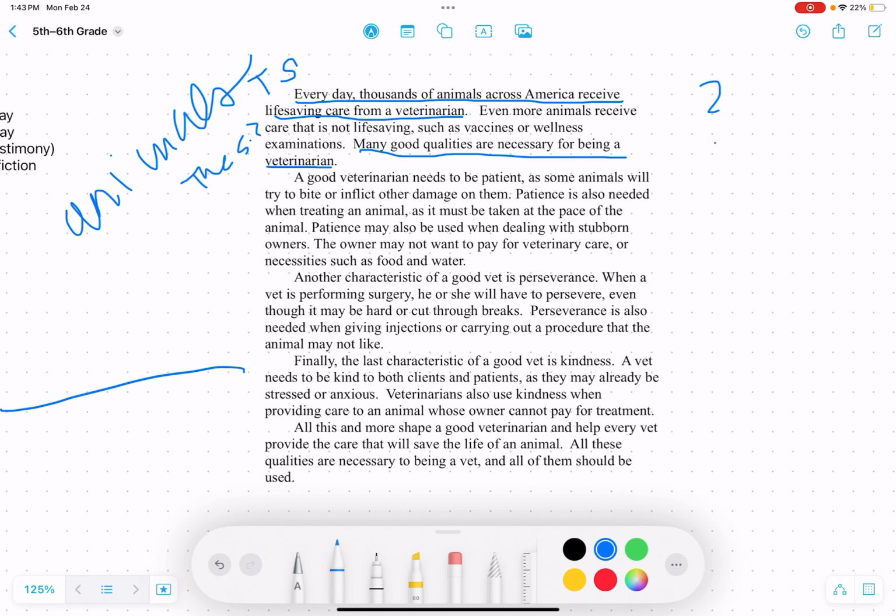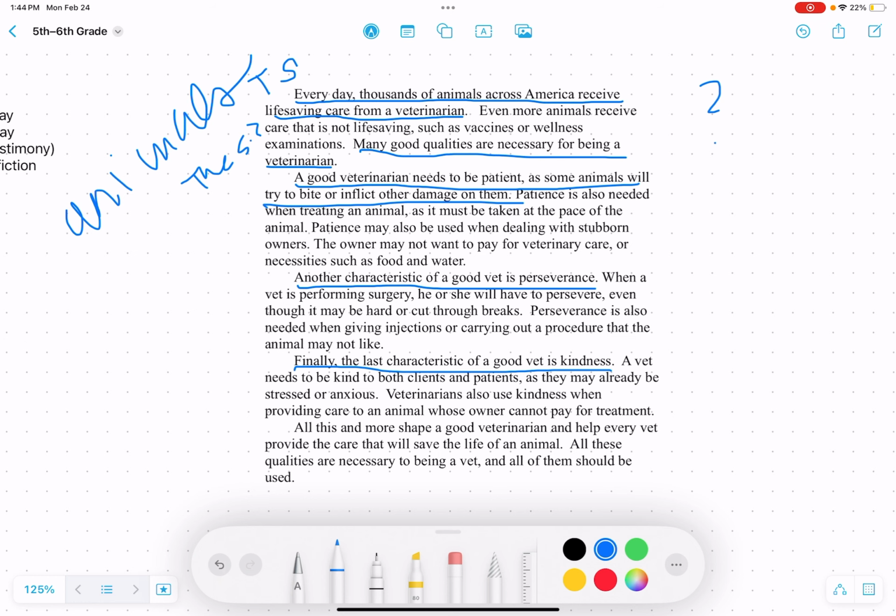Okay? So now we're going to look at the first point. This should be where the first point is. A good veterinarian needs to be patient, as some animals will try to bite or inflict other damage on them. A good veterinarian needs to be patient. Well, let's look at the second paragraph. Another characteristic of a good vet is perseverance. Finally, the last characteristic of a good vet is kindness. A vet needs to be kind.